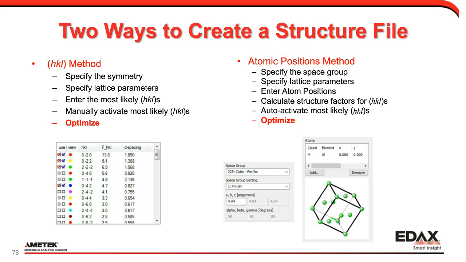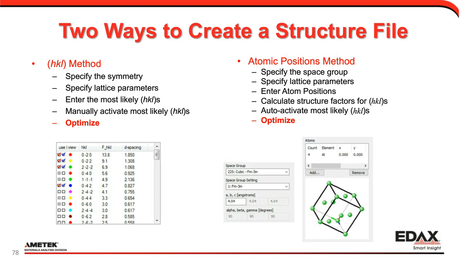So we can put in a list, but the key thing there is the one on the bottom, which is optimized, where there's some manual verification and adjustment. The other way to do this is through what we call the atomic position method, where we use the crystallography and the atomic positions to then calculate structure factors and then auto-activate the most likely reflectors based on the highest intensities. But again, even in that step, there's often some optimization that's required.